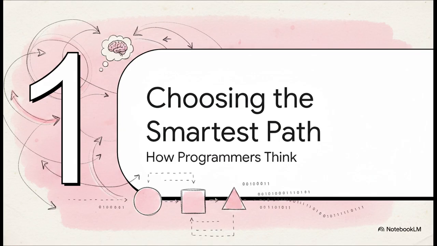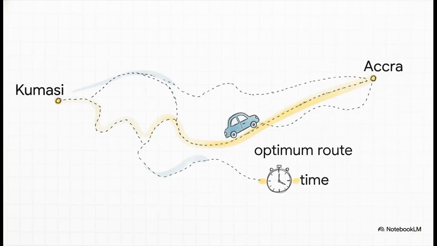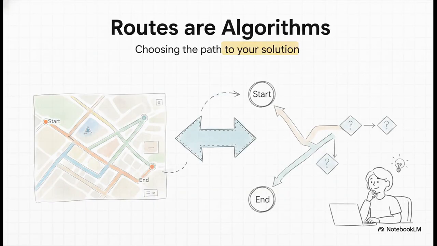We're going to look at how programmers actually think about these kinds of problems. To really get this, let's use a great analogy. Imagine you're planning a road trip, say from Kumasi to Accra. You pull up your map, and what do you see? A bunch of different routes, right? Some are shorter, some have less traffic. As the driver, you have to pick the best one, the most optimum route, probably the one that saves you the most time. Well, that's exactly how programming works.